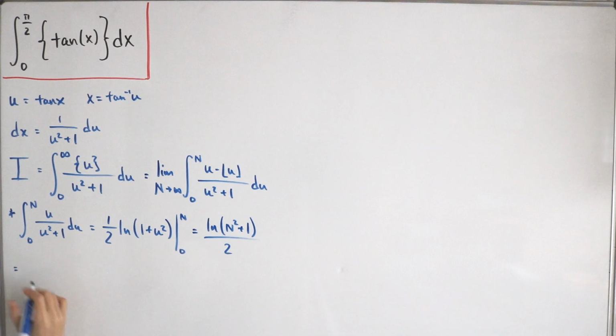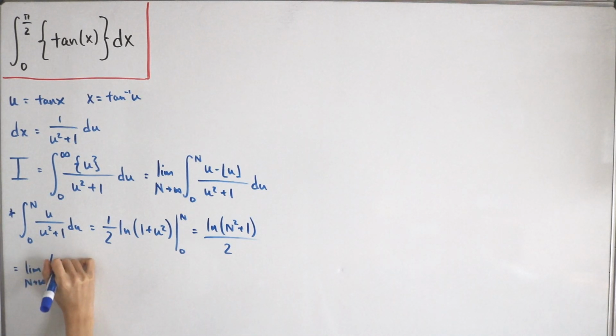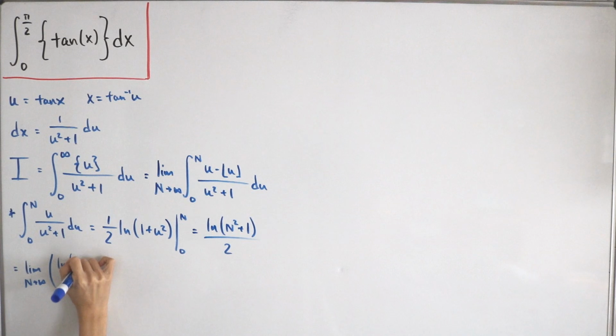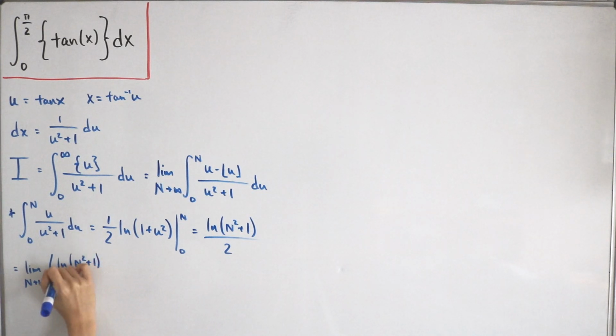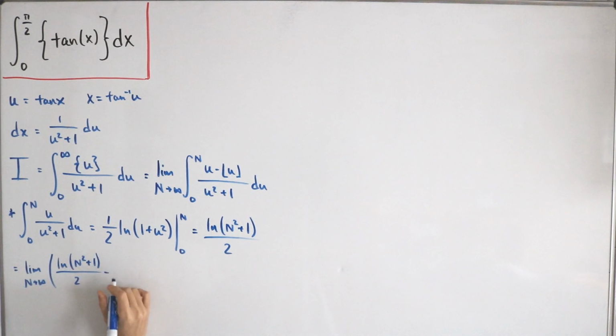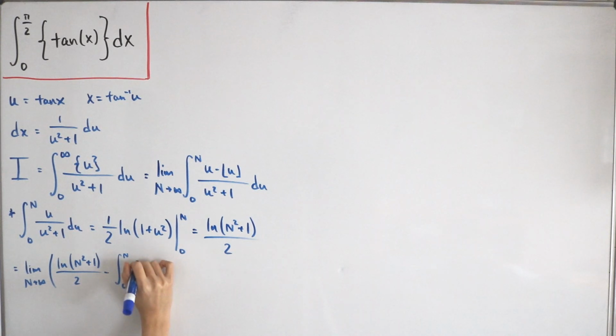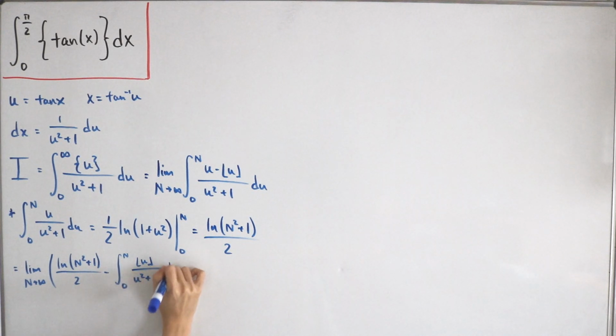So let's continue on and put this back into our capital I. So far we'll have that this is the natural log. I also need to write this in terms of a limit: the limit as capital N approaches infinity of the natural log of capital N squared plus 1, divided by 2. And then subtract our integral from 0 to capital N of the floor of u divided by u squared plus 1, du. All right, and then close that off.